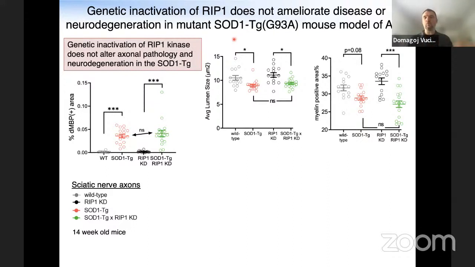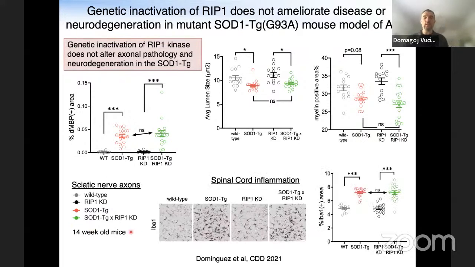So we cross that to wild type mice or to RIP1 kinase dead. As you can see here, no difference in all these different aspects of axonal pathology, average lumen size, different parameters measured. There is no difference with wild type cross or RIP1 kinase dead. Similarly, inflammation in the spinal cord of these animals by IBA1 staining, no difference in wild type or RIP1 kinase dead. So we published that, and we are not pursuing that disease.